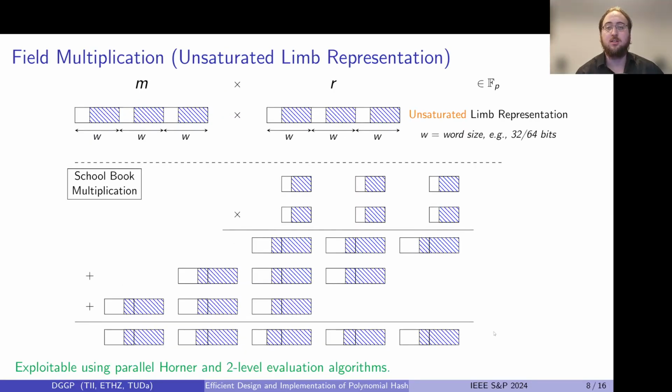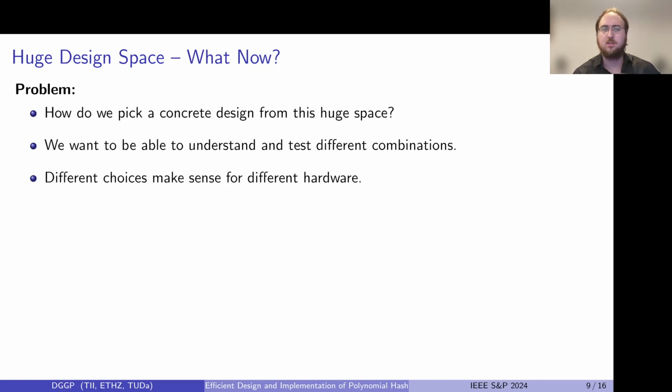We've seen so far that when we want to design polynomial hash functions, we have a huge design space to deal with. And that leaves us with a bit of a problem. Namely, how do we pick a concrete design from this huge space? This is difficult because we have to understand all the different combinations of options we have and how they interact with each other. And we have to be able to test this empirically because these interactions might differ on different hardware in ways that we can't easily theoretically predict.